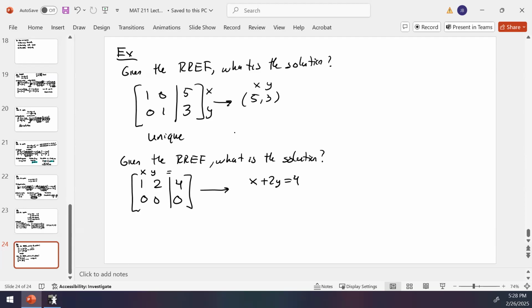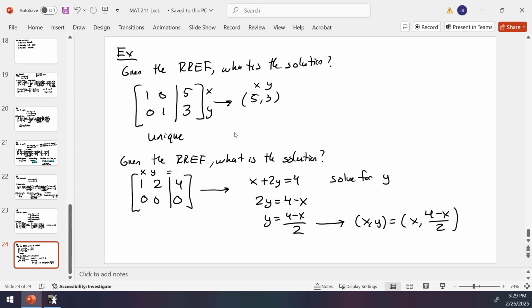And then you're going to solve for y. So 2y equals 4 minus x. Y equals 4 minus x divided by 2. And so what you end up getting is x comma y is equal to x comma 4 minus x over 2. And you have just parameterized the solution.